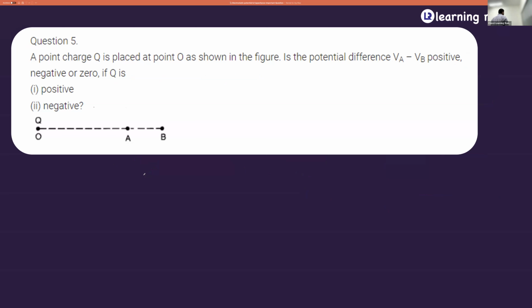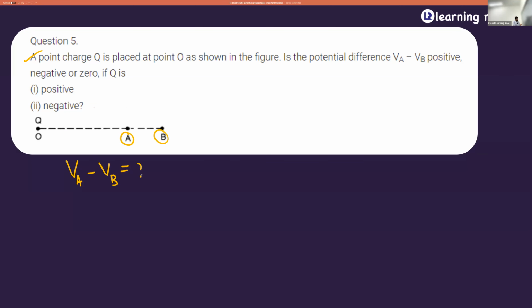So the next one. A point charge Q is placed at point O, right, as shown in the figure. Is the potential difference VA minus VB positive, negative, or 0 if Q is positive and Q is negative? So what would be the difference between the potentials at point A and point B had the charge Q been positive? So what will VA minus VB be, greater than 0 or less than 0?